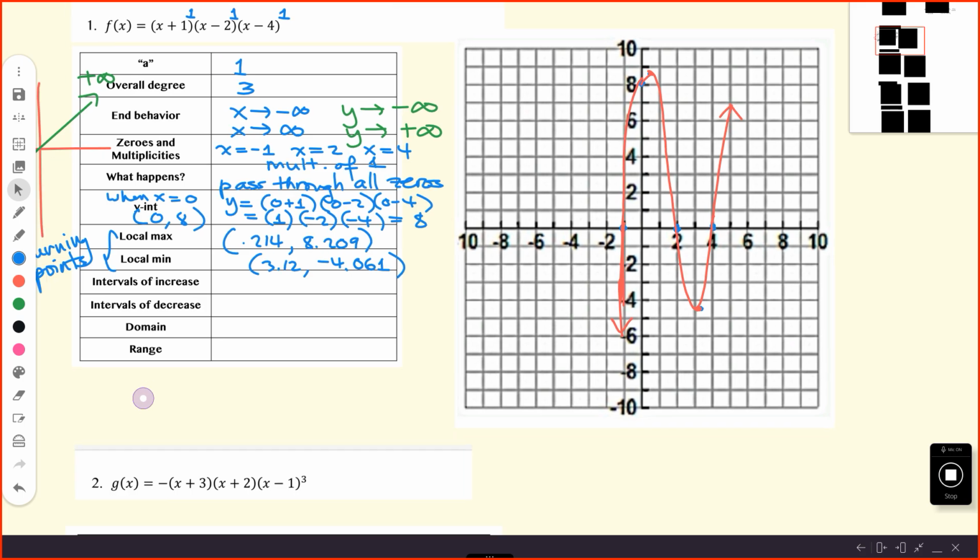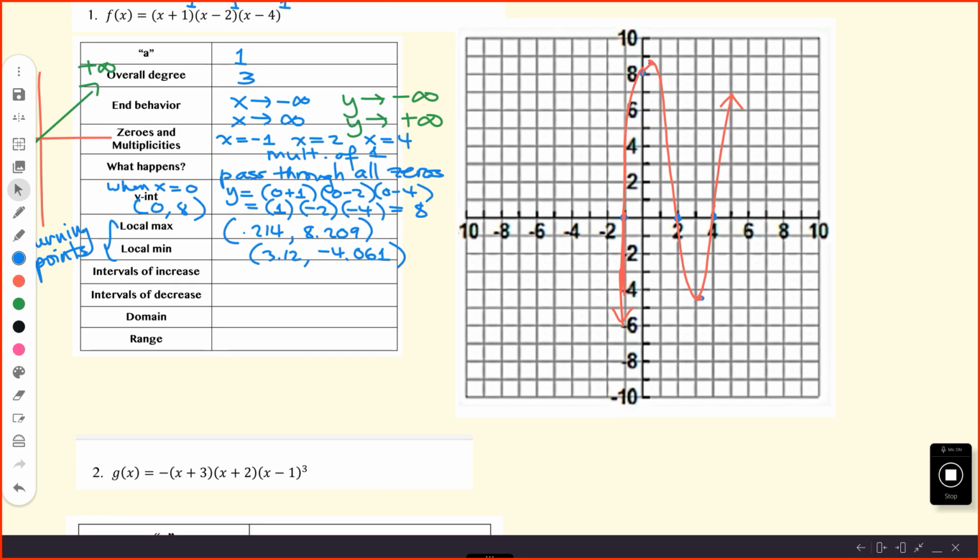Now, from there, we can identify the interval of increase and decrease, right? How many increasing parts do we have? We have 2 increasing parts. So I can shade this part, this is increasing up to the local max, right? So how do we write this in interval notation? As negative infinity, comma, and by the way, for the increase and decrease, we're only writing the x values. So if this is your local max and the x value of the local max is 0.214, that's negative infinity comma 0.214.